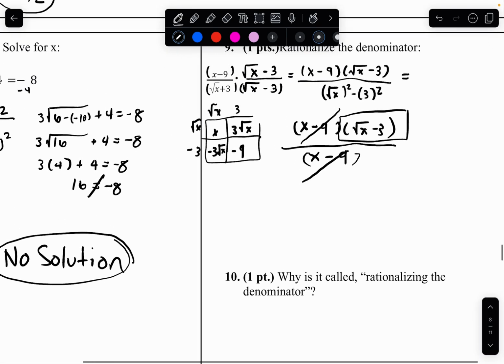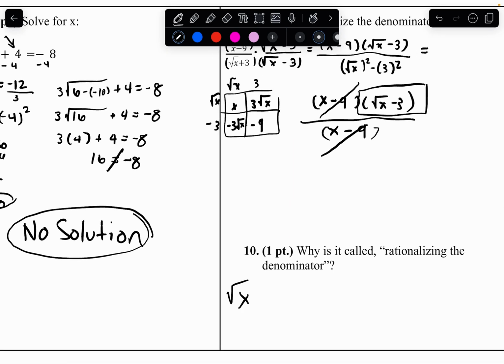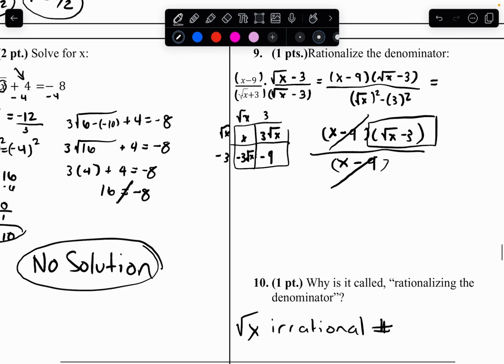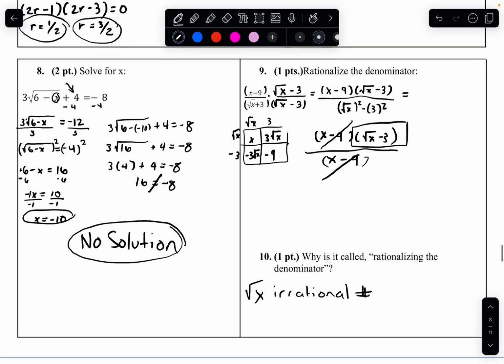And then why is it called rationalizing the denominator? It's called rationalizing the denominator because on the original problem, you had a radical. You had the square root of x, which is an irrational number. And during the process of multiplying by the conjugate of the denominator, you end up with no radicals in the denominator. So you are making the denominator be a rational number. I'm not writing that explanation, but you should on your test, on your retake.